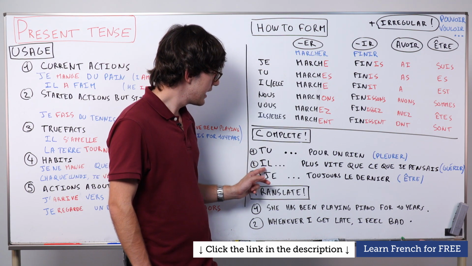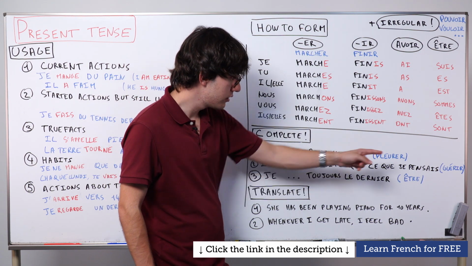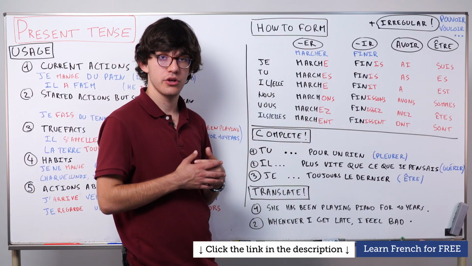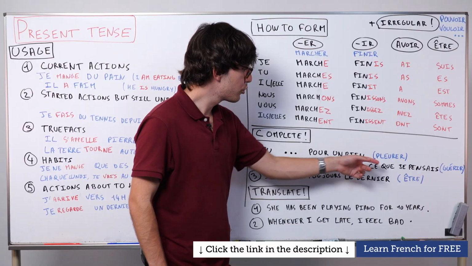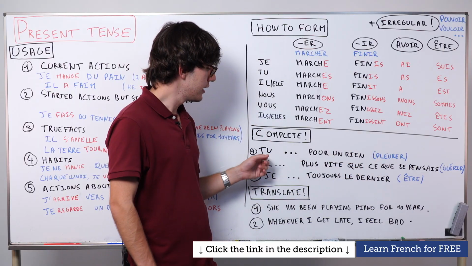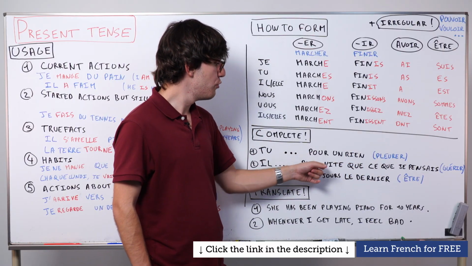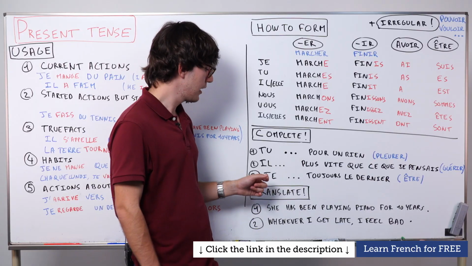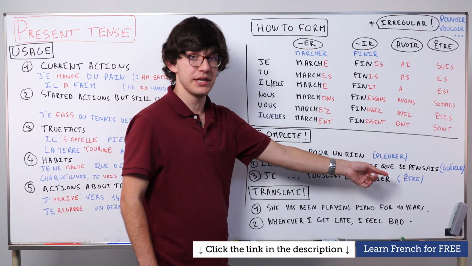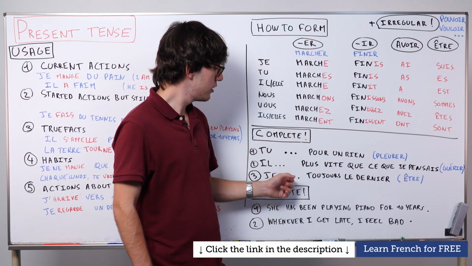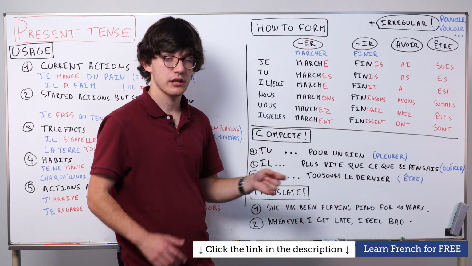So here, il, something, the verb guérir, to cure or to heal. Plus vite que ce que je pensais. Il, plus vite que ce que je pensais. And then the last one, je, the verb to be, être, toujours le dernier.